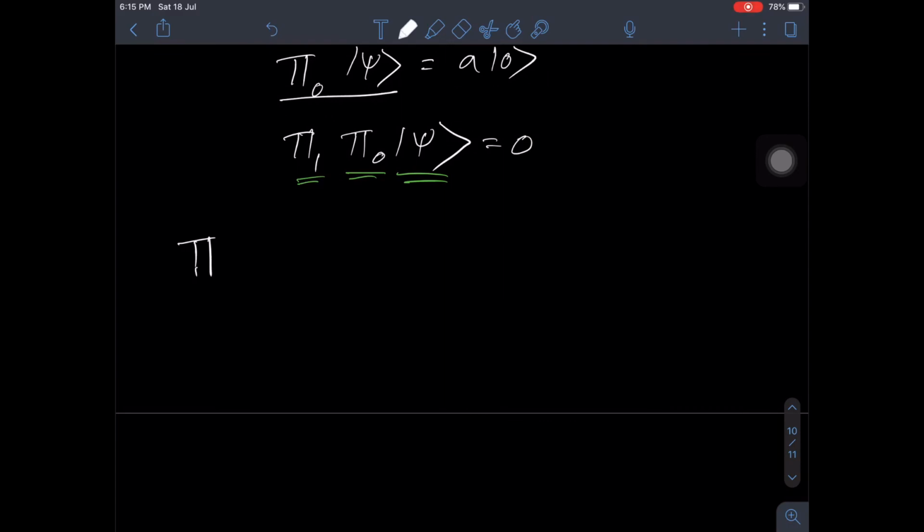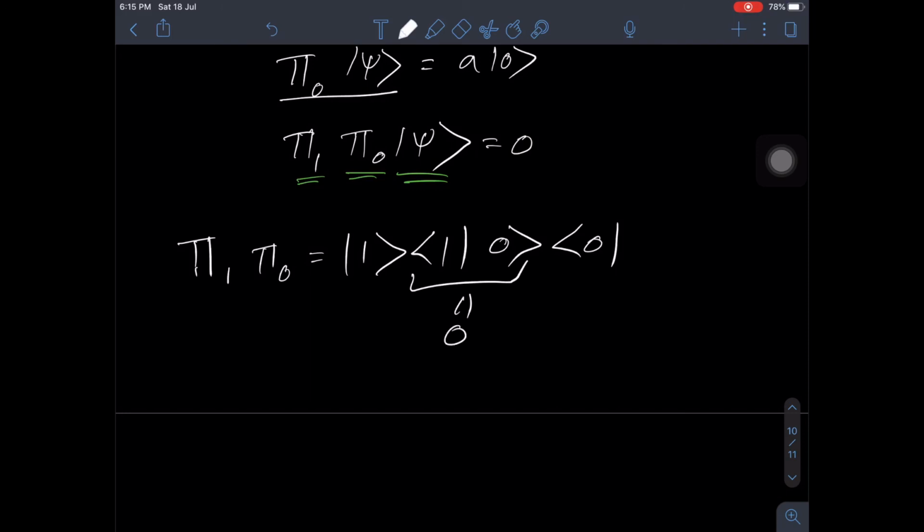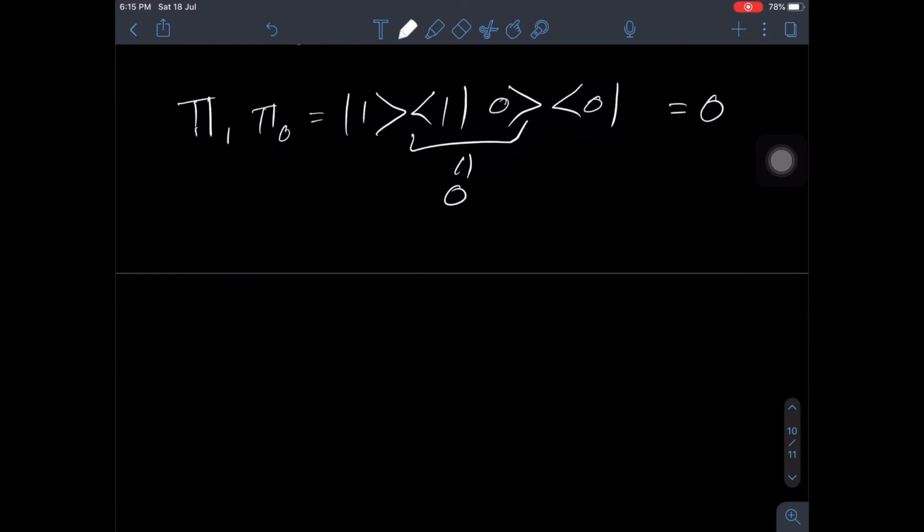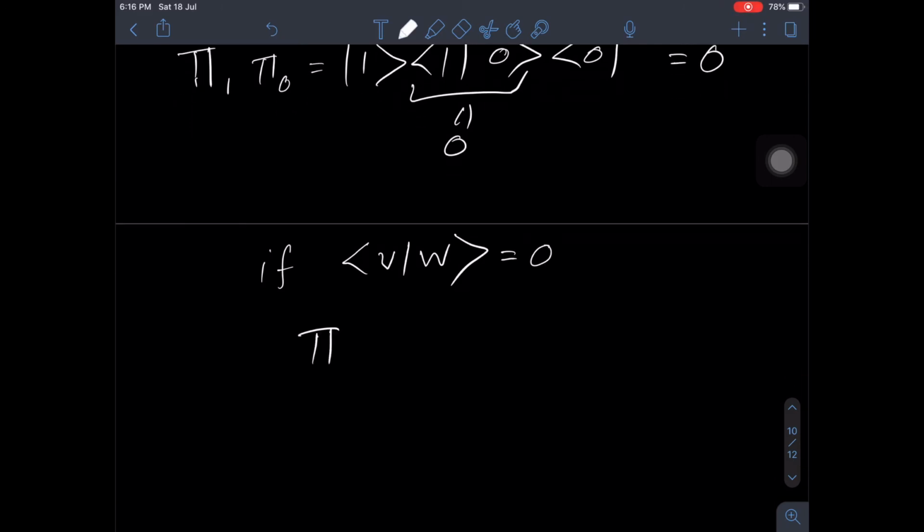So if you take the projection operators pi 1 and pi 0, let's see what it is. By definition this is 1, 1, and by definition this is 0 and this is 0. But we know that the inner product between 0 and 1 is equal to 0, then this is 0. Proved. All right, so what is the most general thing? If v and w are orthogonal to each other, then pi w and then pi v, or vice versa, pi v pi w should give you 0.